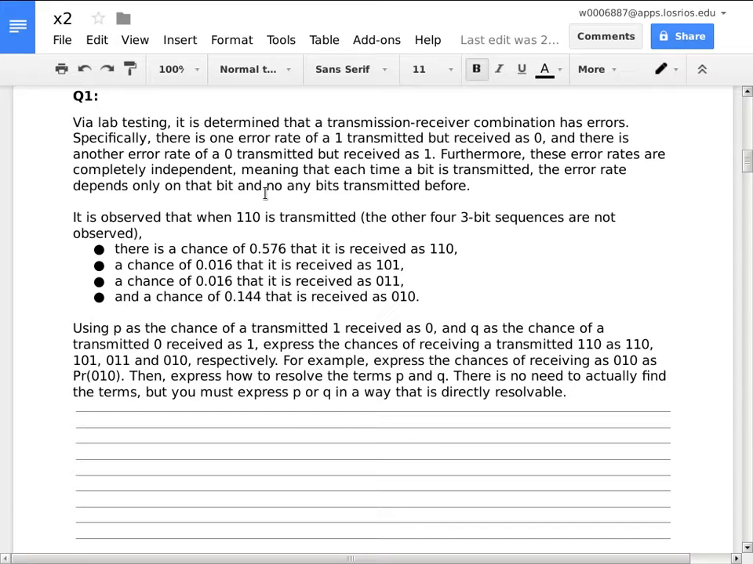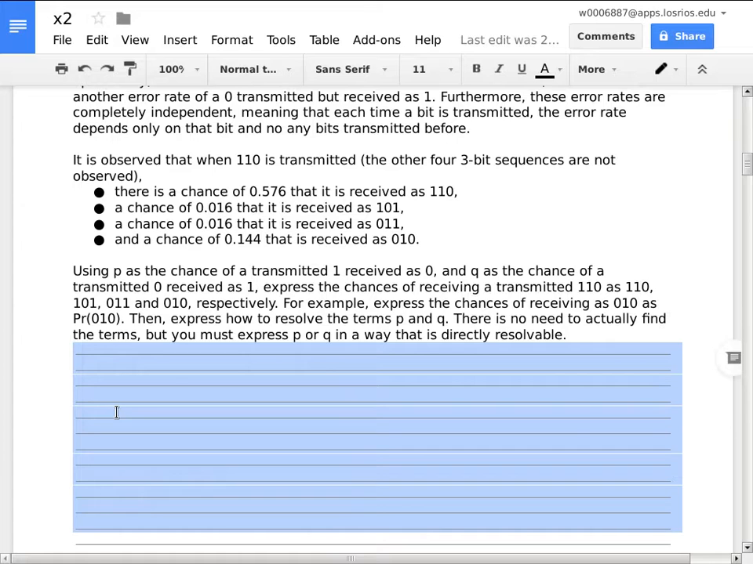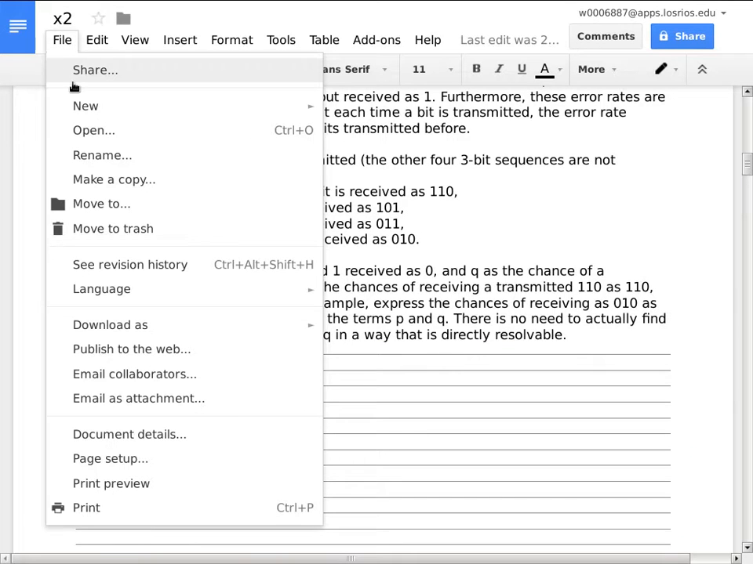Okay, so given that is what the question is asking, so the first thing we want to do is to figure out, okay, there are two distinct parts to this particular question. So the first part is to express the probabilities using P and Q. So what I'm going to do here is, okay, I'll save the document as a different document, and then I'll make the other one.